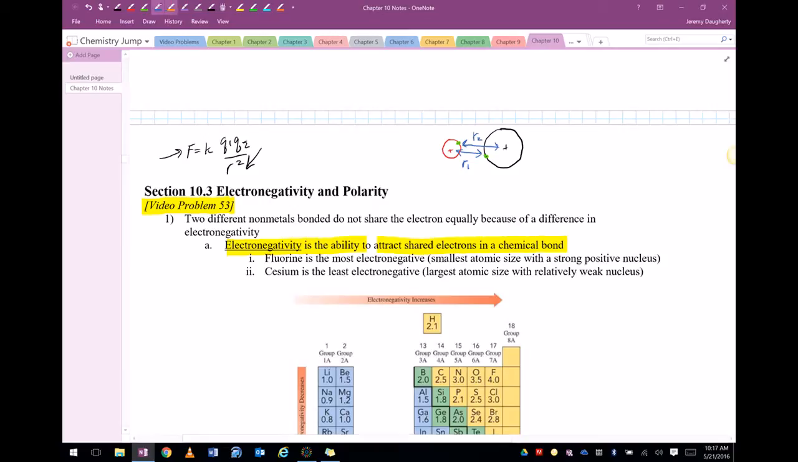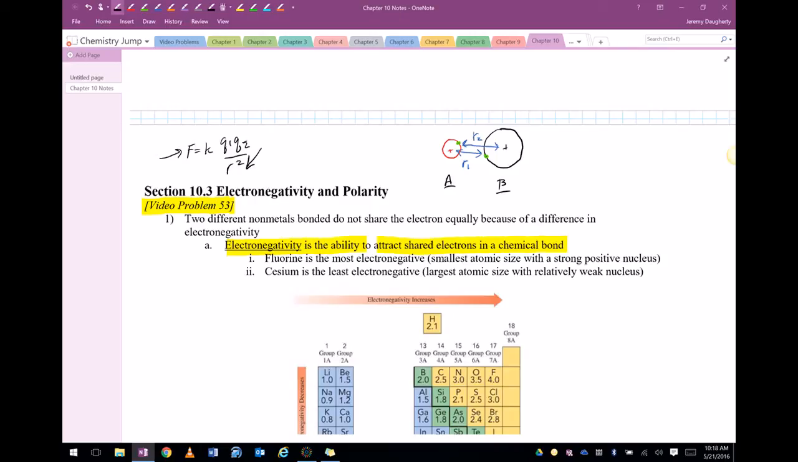Let's give these a couple of names here. Let's say this is atom A, and this is atom B. So atom A is smaller. Its nucleus is closer to the other atom's electron. Since it's so much closer, there's a greater force of attraction. And that's the electronegativity, the ability to attract shared electrons in a chemical bond.